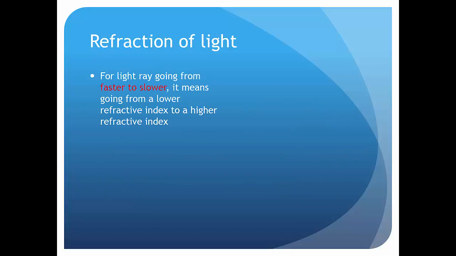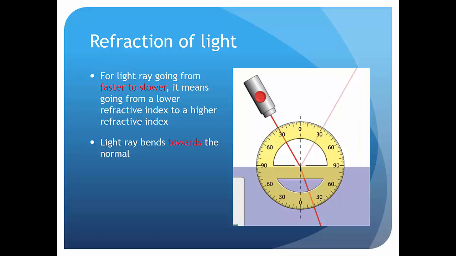Refraction of light. For a light ray that's going from faster to slower, it means that it's going from a lower refractive index to a higher refractive index. So the light ray will bend towards the normal. So this is one example. And it also means that the angle of refraction is less than the angle of incidence. In this case, the angle of incidence is about 30. Because the light ray bends towards the normal, the angle of refraction is actually less than the angle of incidence. So this is roughly about 20, or about 18 degrees.